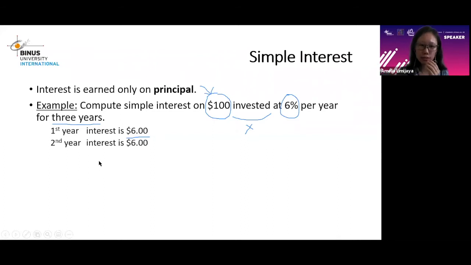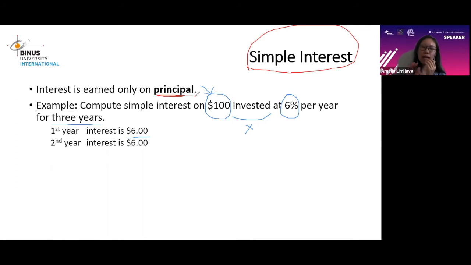Why is that changing? The answer is still $6. I'm not saying your answer is wrong, but here we are still at what is called simple interest. Actually, your answer is compound interest. It's our next topic. Okay. Simple interest means interest earned only on principal.